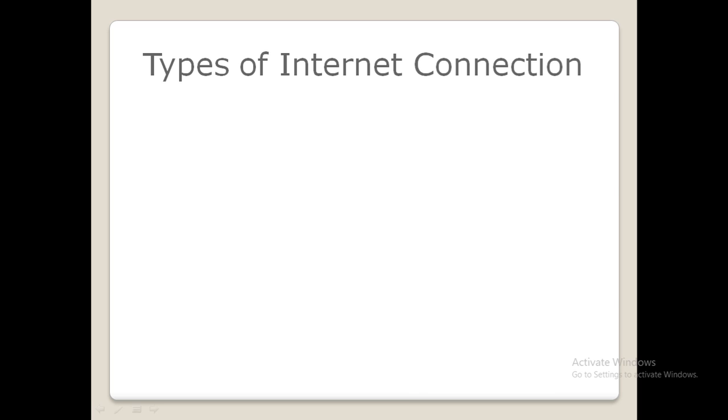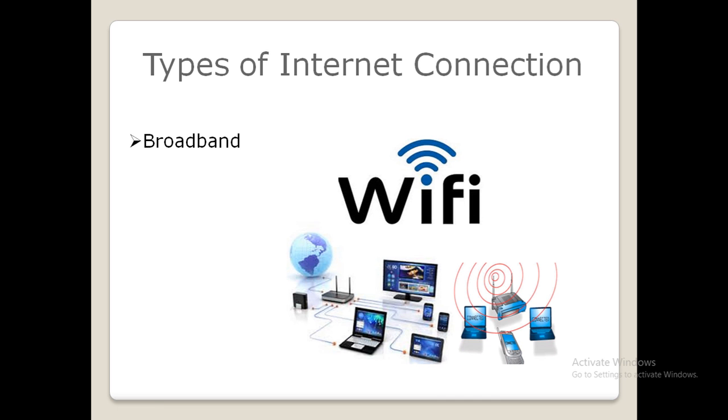Next type of internet connection is broadband. The term broadband refers to the connection that uses a broad bandwidth. Bandwidth refers to the amount of data that a data transfer media can carry. Therefore, broadband is a communication media that is capable of carrying a large amount of data per unit time. Broadband is known for its high speed internet connection. It is much faster than a dial-up connection.